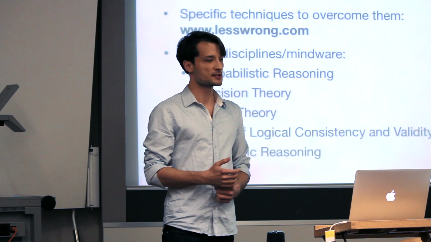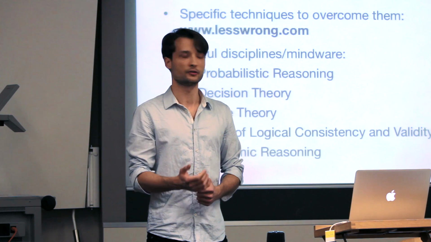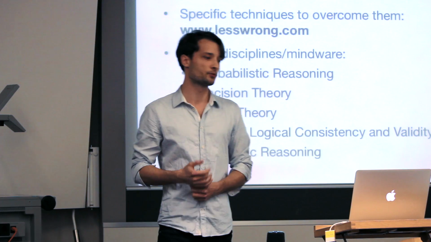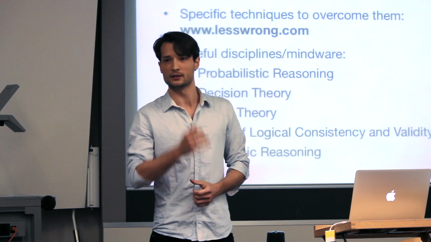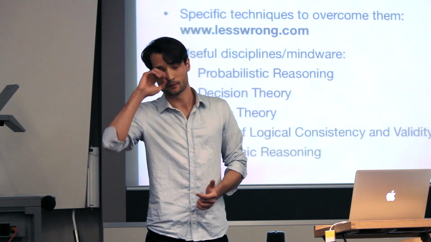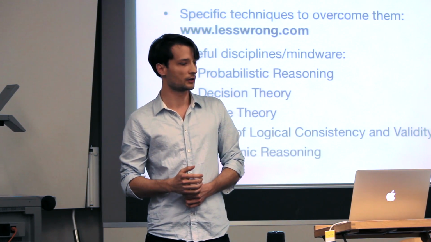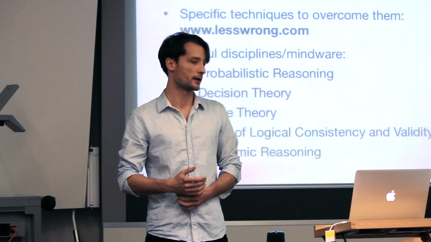And also there are a lot of specific techniques for how to overcome biases. I urge you to check out this website, lesswrong.com, which is a community that is elaborating on such techniques. Then there are also some useful disciplines like probability theory, decision theory, game theory, logic, and economic reasoning. These are all tools that you may acquire here at the economics school in St. Gallen, and which can be very useful and helpful in overcoming biases and becoming more rational when you apply them correctly.